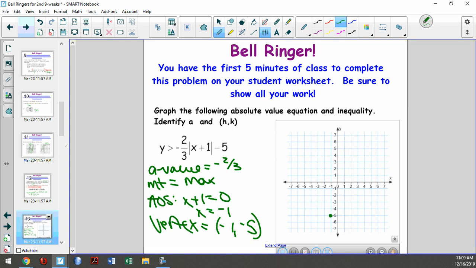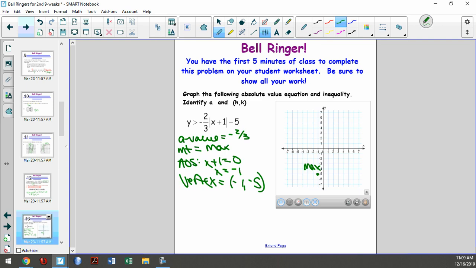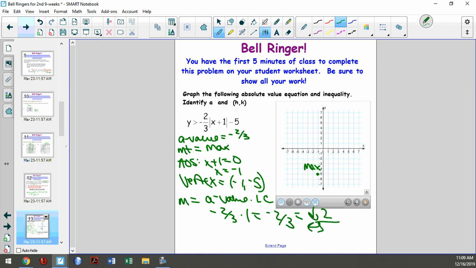Now, since it's a mountain, this is going to be the highest value. This is going to be my max, right? Now, I need to be able to graph this. Do you remember when we graphed this? We did our slope then. Our slope was going to be our A value times our leading coefficient. My A value is negative 2/3. My leading coefficient is the number attached to the x by multiplication, which is a 1. So that means I'm going to go down 2 and left and right 3. Do you remember me teaching that exactly like that?